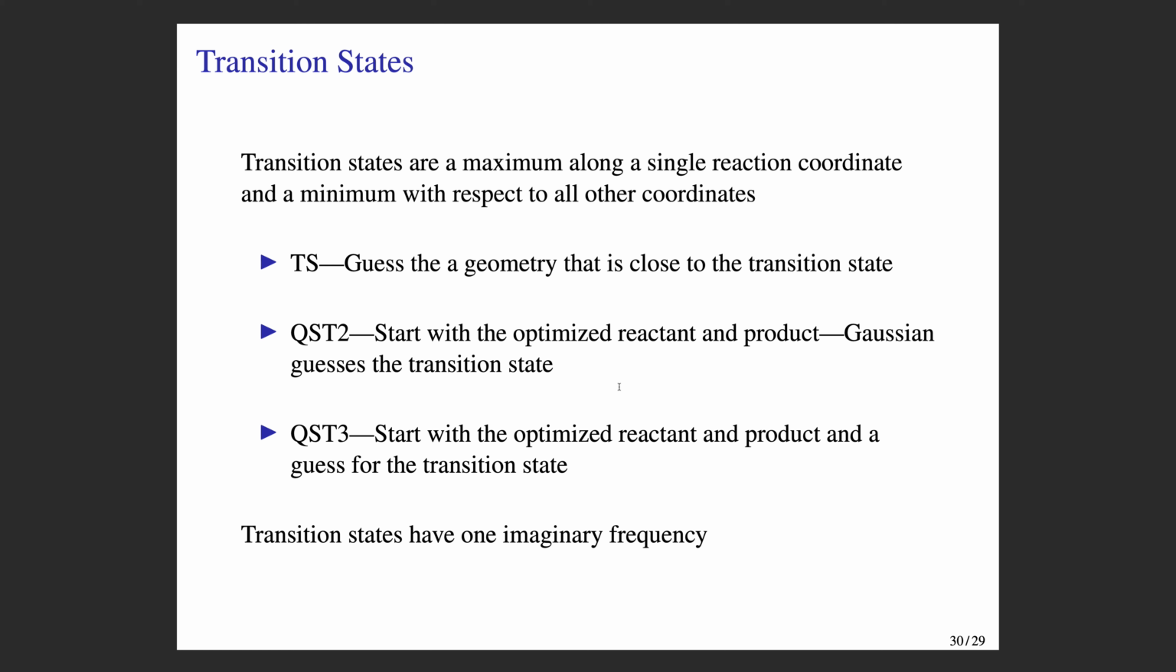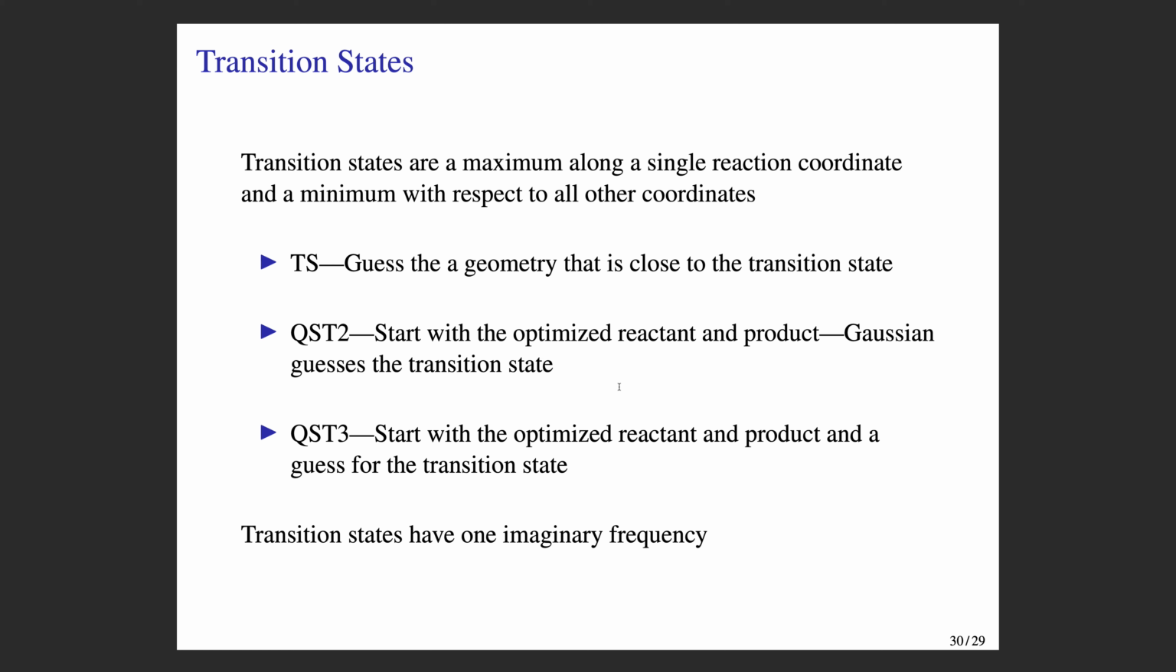Gaussian has different algorithms for doing that. There are 3 to choose from. One of them, which I'm just going to call the TS method, is one where you need to make a guess for what the geometry of the transition state is and hope that the algorithm will find the transition state from that geometry. Though if you started with a bad guess, then most likely Gaussian won't find the transition state.